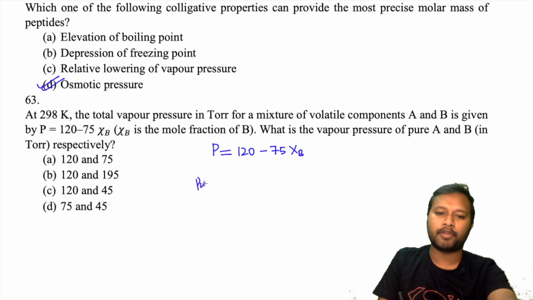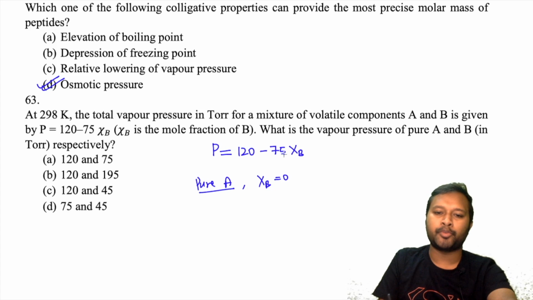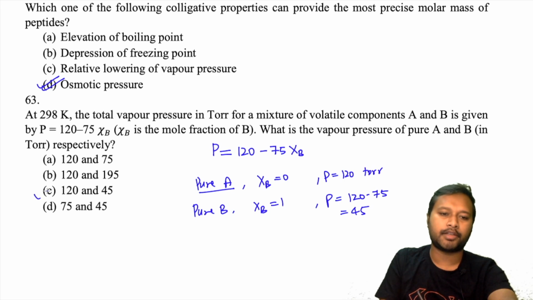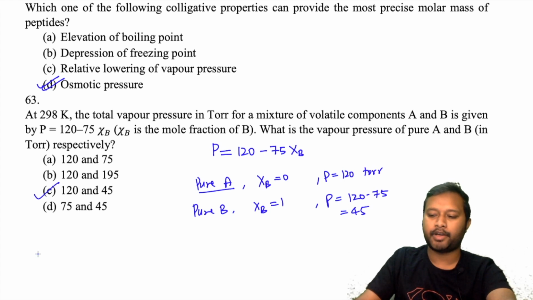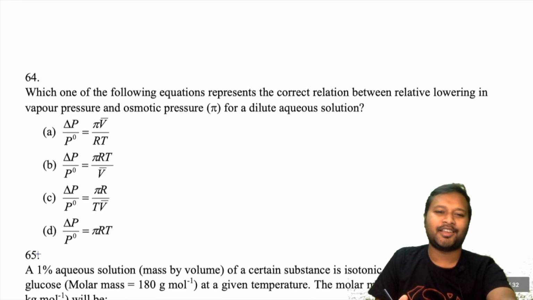So for pure A, XB will be 0, right? There will be no amount of B over there. So if you put 0, for pure A your total pressure will be 120 torr. And if I ask you for pure B, in that case XB will be equal to 1. So total pressure will be 120 minus 75, that will be 45. So the correct answer is option C. Alright, so this is how it has to be done. Let's go to the next one.